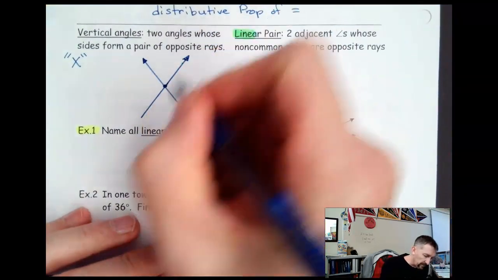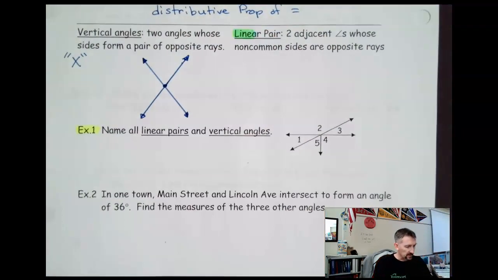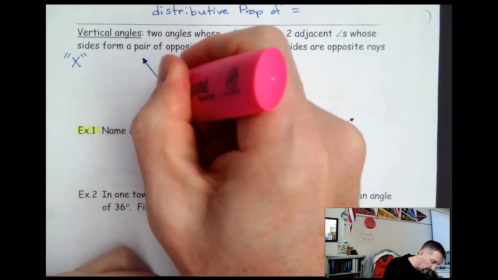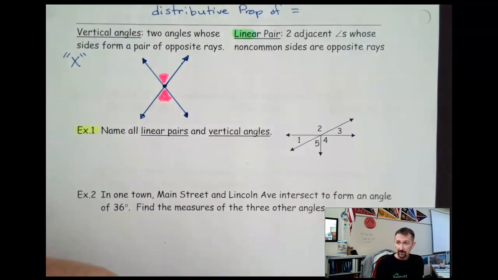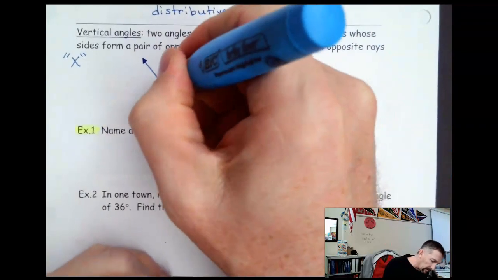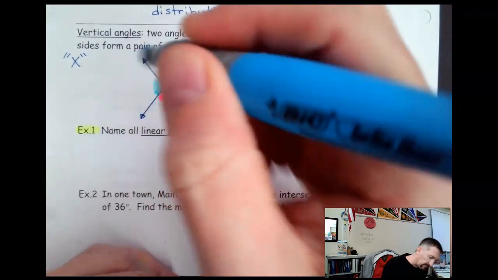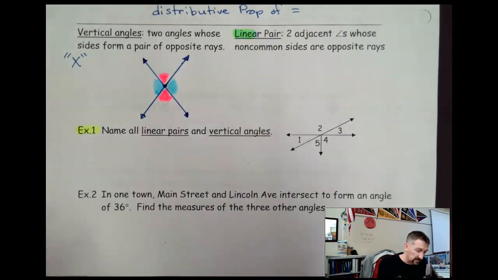So these two angles, I guess I could highlight them. So that angle, the pink angles are vertical angles, and the blue angles are vertical angles. Okay, so they're the ones that are opposite of each other. Vertical angles. Those are important. We're going to use those a lot, so make sure you're good at this.